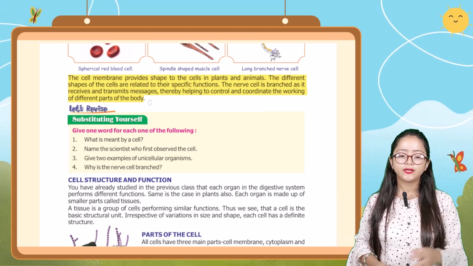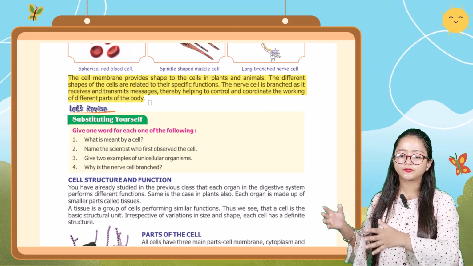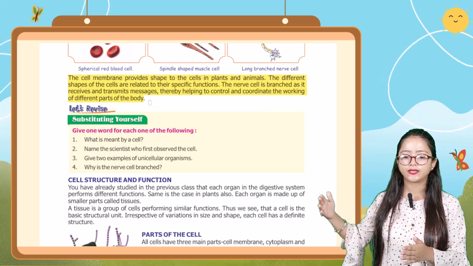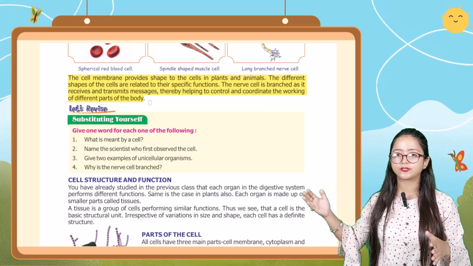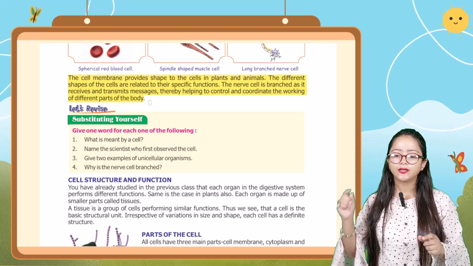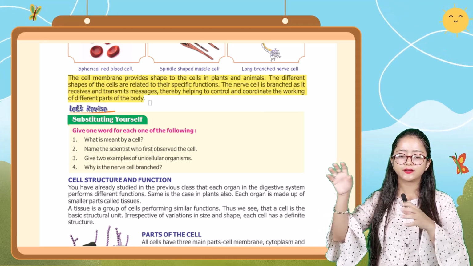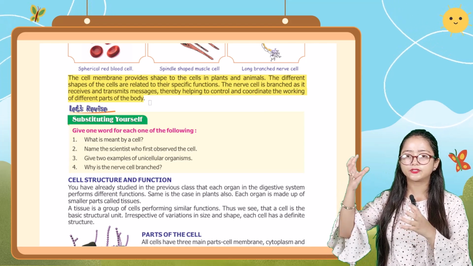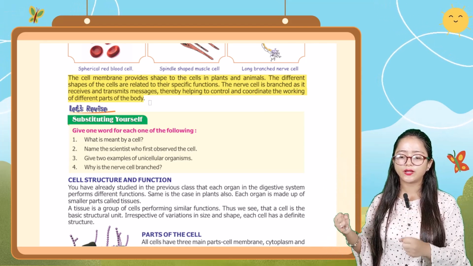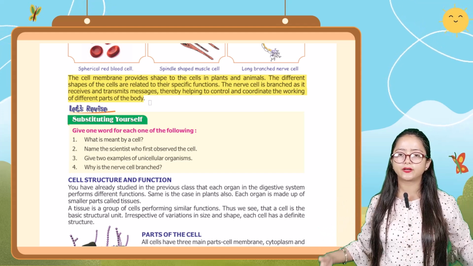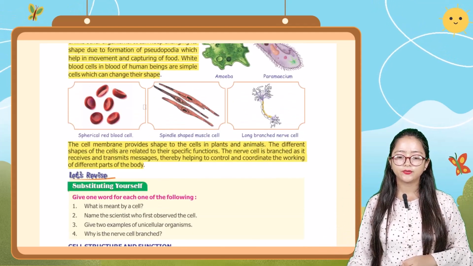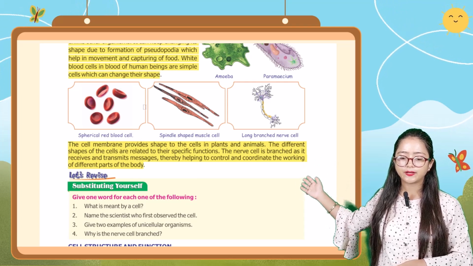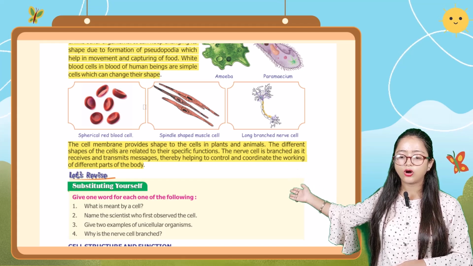So basically, the cell membrane provides the shape to the cell in plants and animals, and the different shapes of the cells are related to their specific functions. The nerve cell is branched as it receives and transmits the message, and thereby helps to control and coordinate the working of different parts of the body. Here you can see spherical red blood cells, spindle-shaped muscle cells, and the long branched nerve cells.